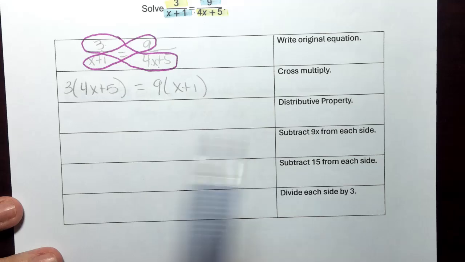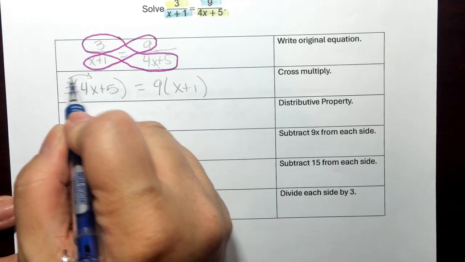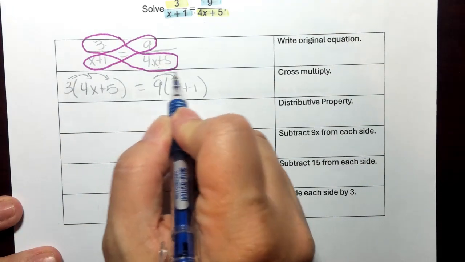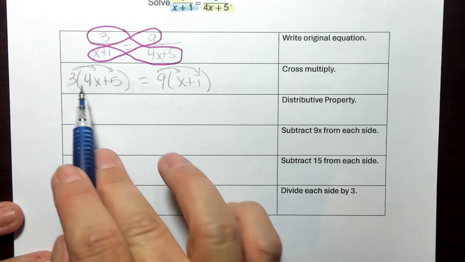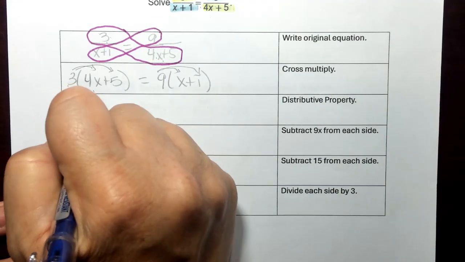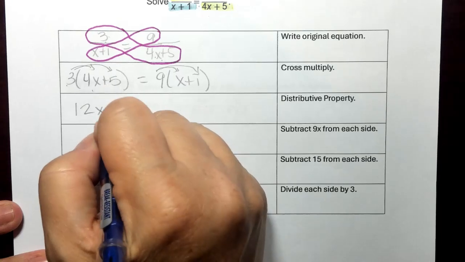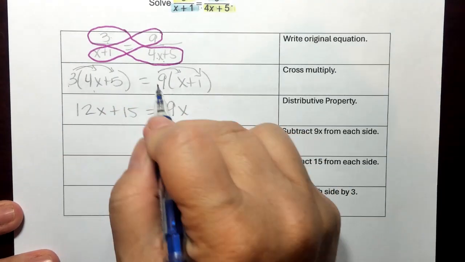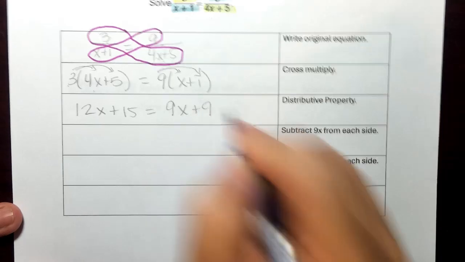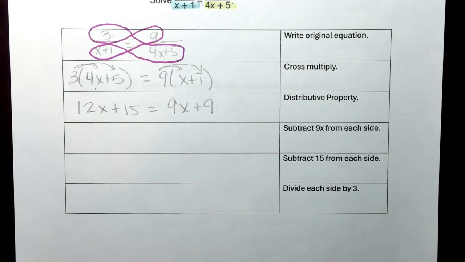All right, and then we're going to use the distributive property. You're just multiplying the outside number to the inside. So 3 times 4x gives us 12x, 3 times 5 gives us 15, 9 times x gives us 9x, and 9 times 1 gives us 9. So now you have a multi-step equation.